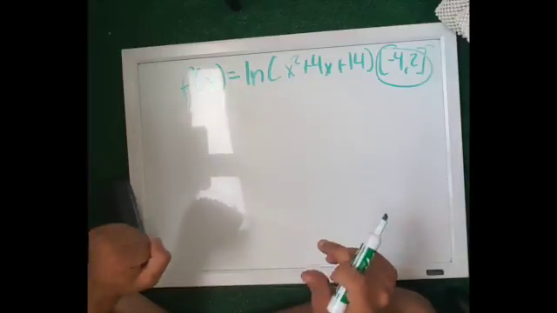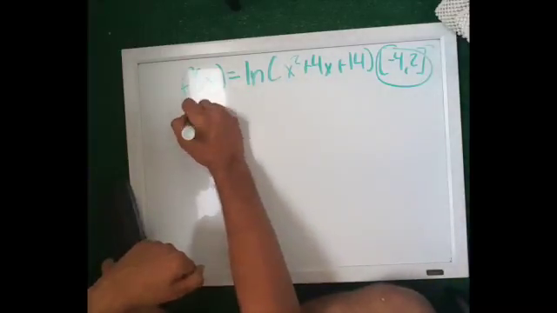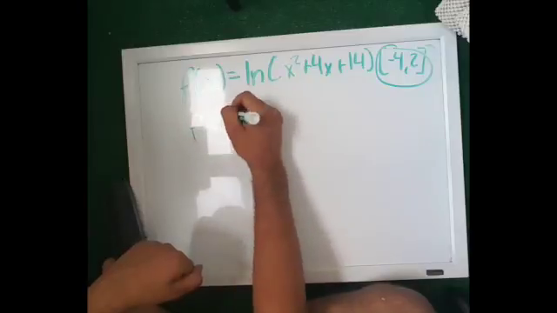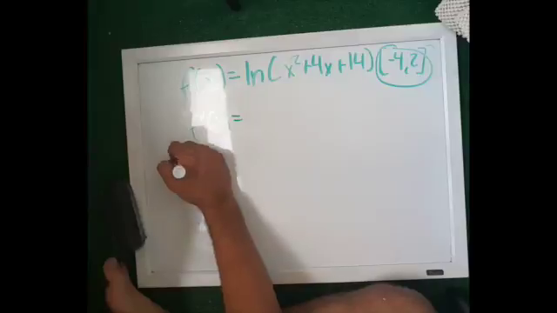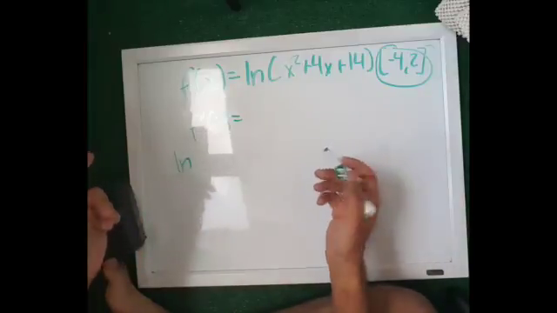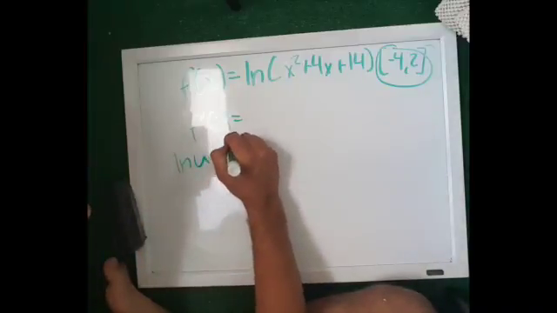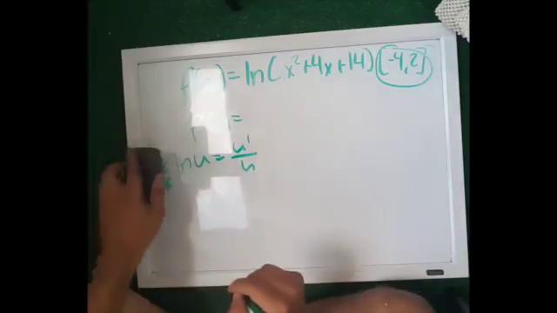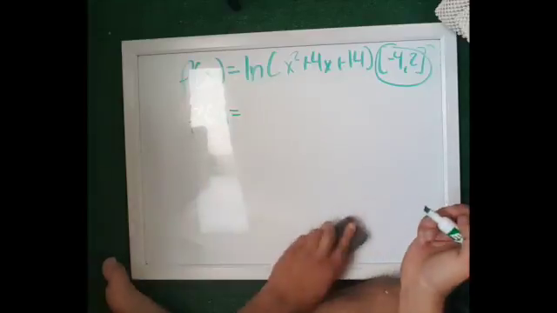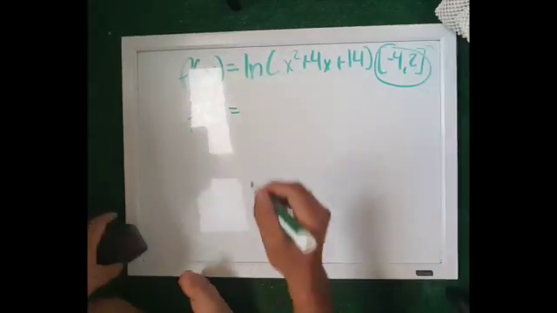So now, let's find our critical numbers. As you know, we have to find f prime of x, then set it equal to 0. What is the derivative of a natural log? Since in this case there is a function within the natural log, we do the derivative of ln of u equals u prime over u. So let's do it. The derivative of x squared plus 4x plus 14 is simple.